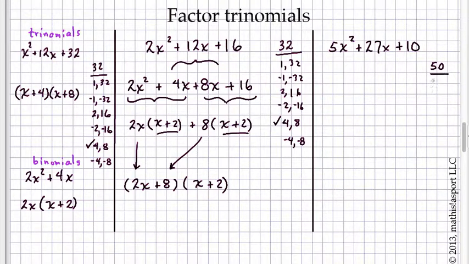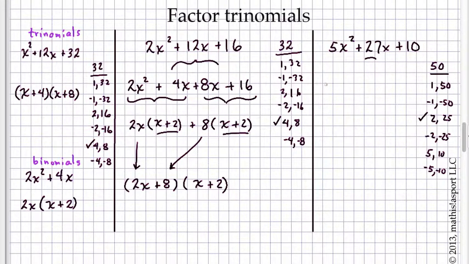And it's a fairly large number, but we can write the factors. 1 and 50. Negative 1, negative 50. 2 and 25. Negative 2, negative 25. And what else? 3 doesn't work, 4 doesn't work, 5 works. 5 times 10. And negative 5 times negative 10. I think that's everything. Now, which one of those adds up to 27?